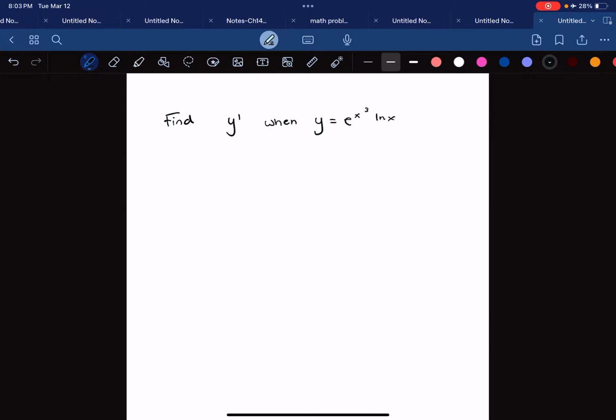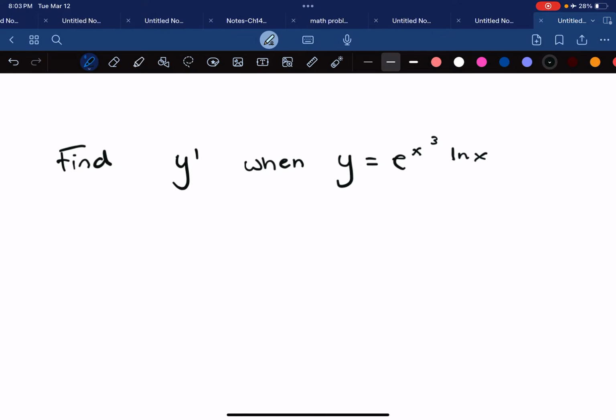Hey guys, for this problem we're going to find y prime when y is equal to e to the x cubed times the natural log of x. So the first thing I want to do for this problem is point out which rules I'm going to need in order to find the derivative.